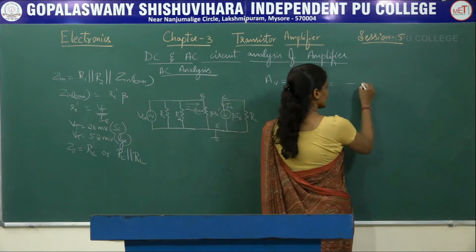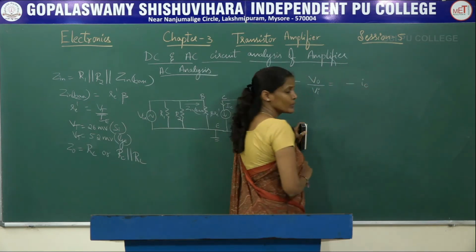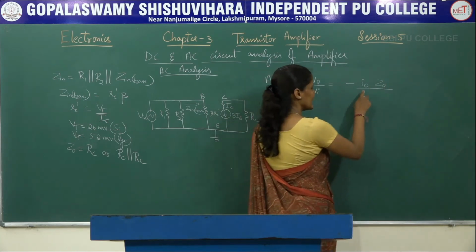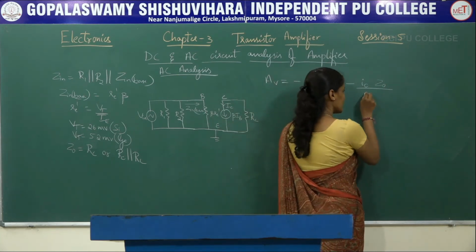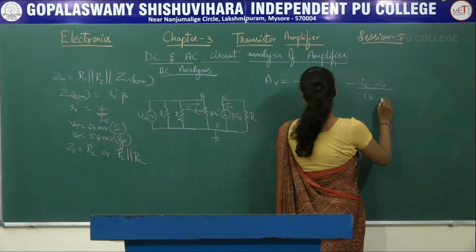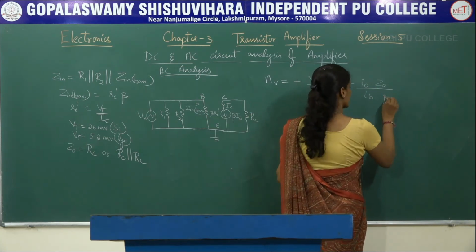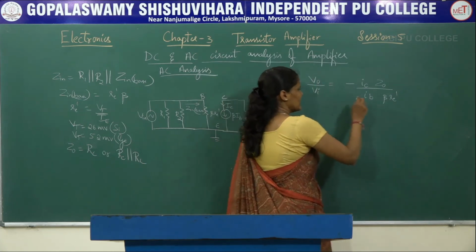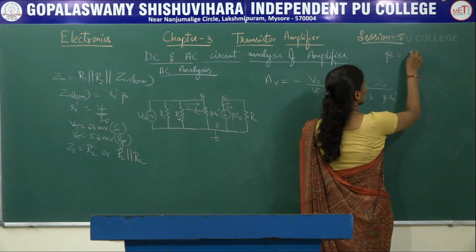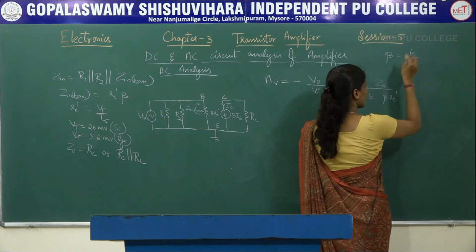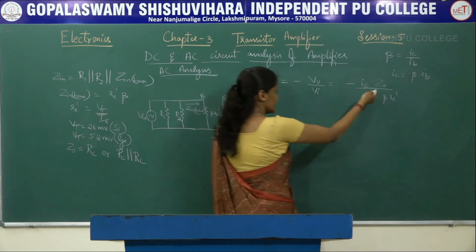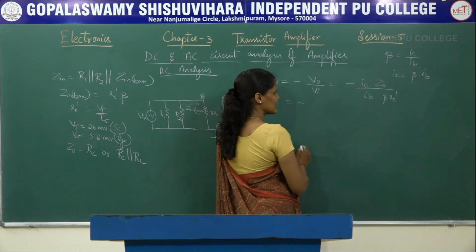The output voltage is nothing but the output current Ic into the output impedance Z0, divided by the input current, that is Ib, into the input impedance, that is beta times Re dash. But we know that beta is equal to Ic divided by Ib, and Ic can be written as beta times Ib. That I am going to substitute here in this particular expression.